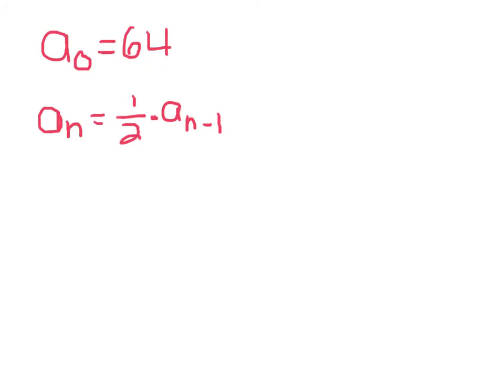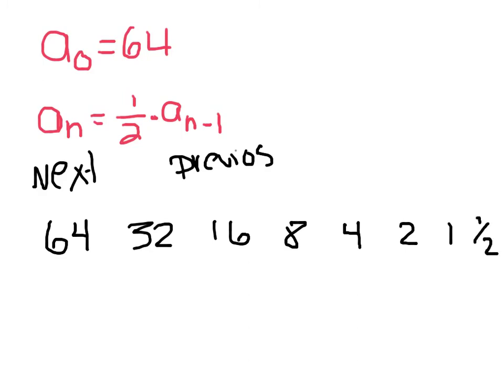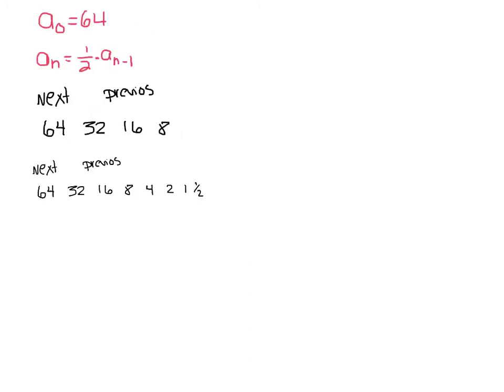Here's an example of a recursively defined geometric sequence. This one is saying that to get the next term, a sub n, I have to take the previous term, a sub n minus 1, and I need to times it by half. So here's my first term, 64. To get the next term, I take 64 times a half, that's 32. To get the next term, I take 32 times a half, I get 16. To get the next term, I take 16 times a half, I get 8. 8 times a half is 4, times a half is 2, times a half is 1, times a half is a half. It keeps going like that. So there's your recursive definition.